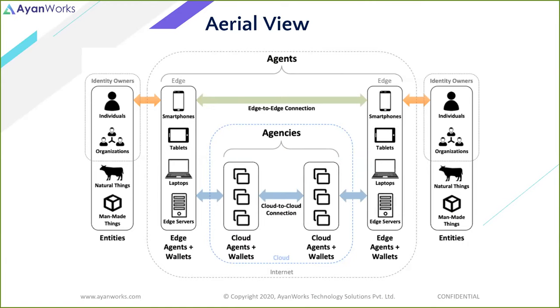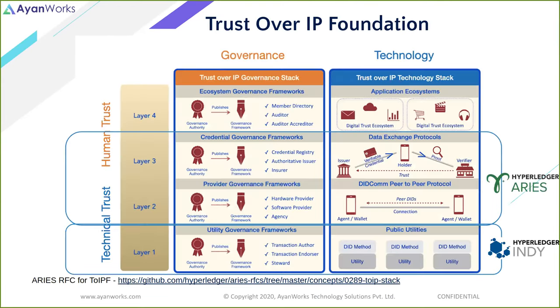So Aries is about agents that are connecting and enabling trust over the internet. It is about making digital systems more like human systems. There is an Aries RFC that talks about the Trust over IP stack, which introduces a complete architecture for bringing technology trust into human interaction.